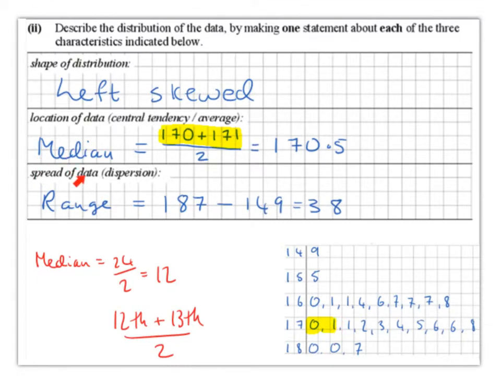The spread of the data, or the dispersion. So we're going to get the range here. The largest value is 187, the smallest value is 149, and subtracting we get 38. So the range of data is 38.